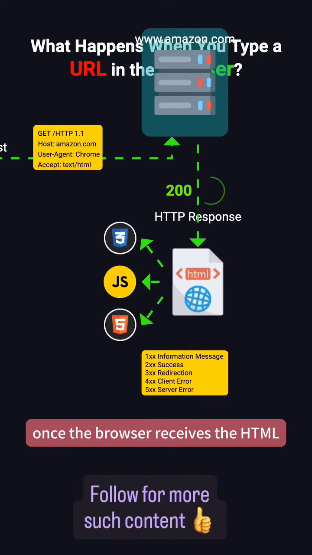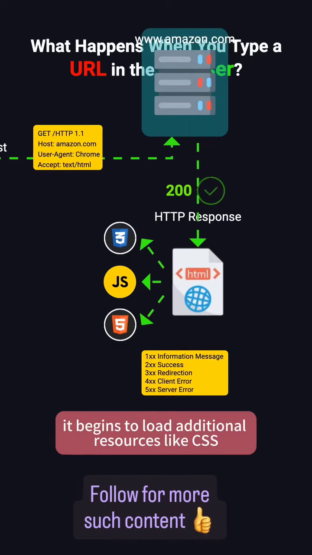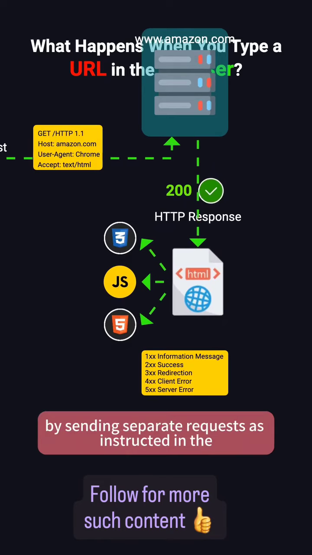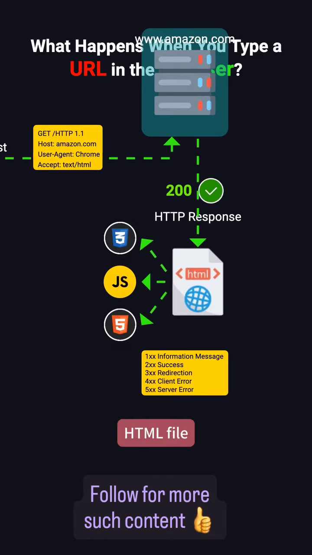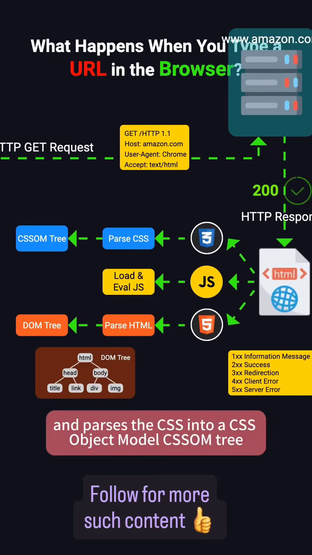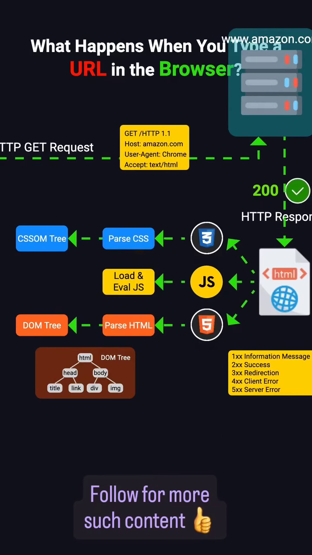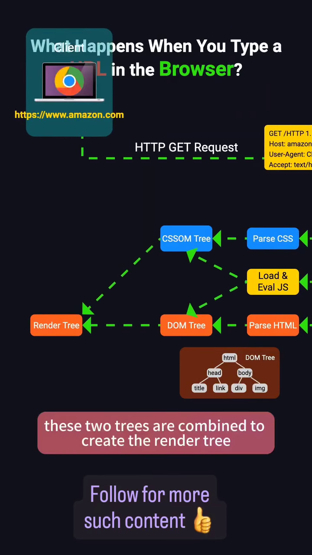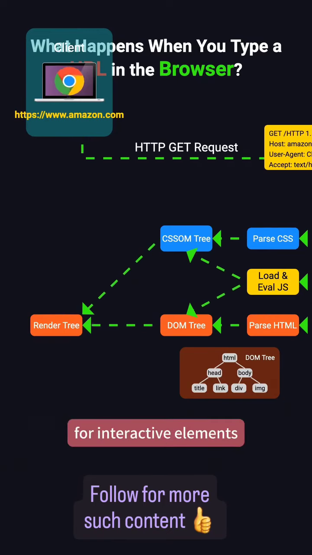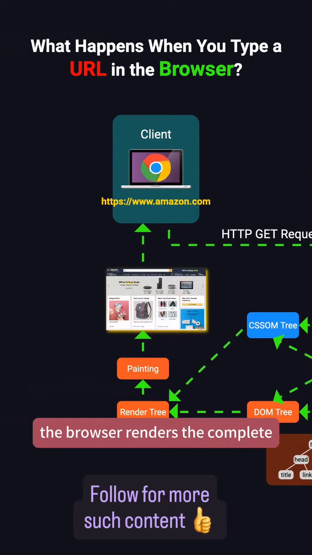Once the browser receives the HTML, it begins to load additional resources like CSS, JavaScript, and images by sending separate requests as instructed in the HTML file. Next, the browser parses the HTML to build a document object model, DOM tree, and parses the CSS into a CSS object model, CSSOM tree. These two trees are combined to create the render tree. With the help of JavaScript, which can manipulate the DOM and CSSOM for interactive elements, the browser renders the complete web page and displays it for you.